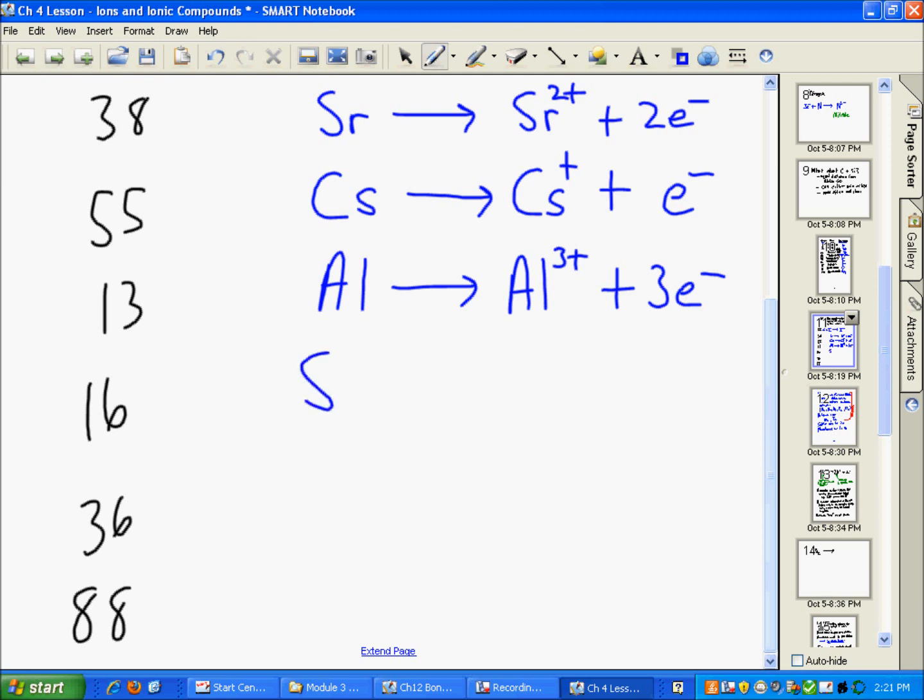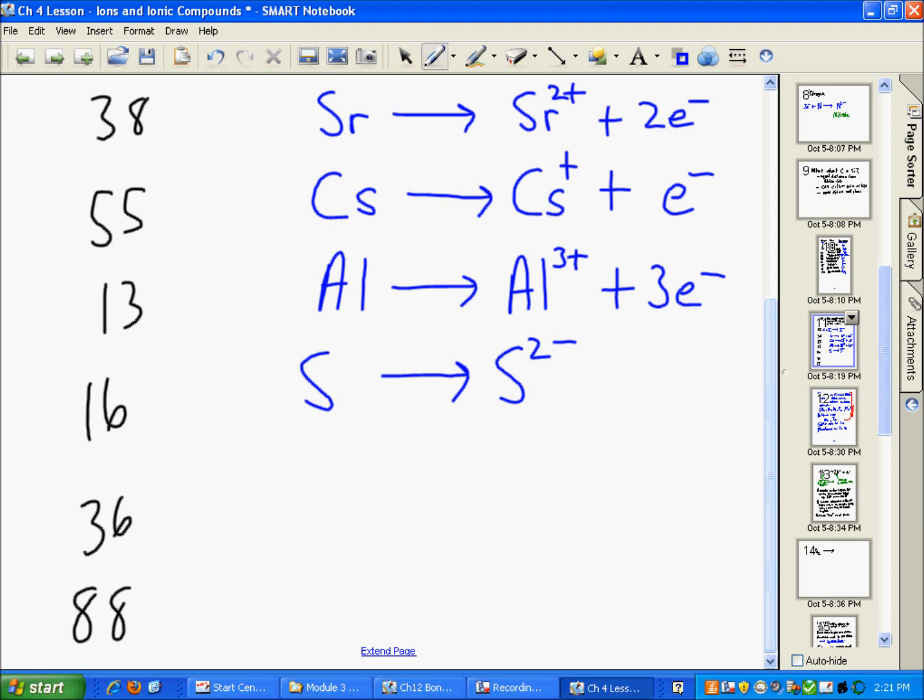Yep. And I got 2 negative on the right. It's 2 negative charges, S2-. And how'd you know it was 2 negative? Because I went to the right, 2 skips to the right to get to the nearest noble gas. Correct. Now where do we put the electrons?